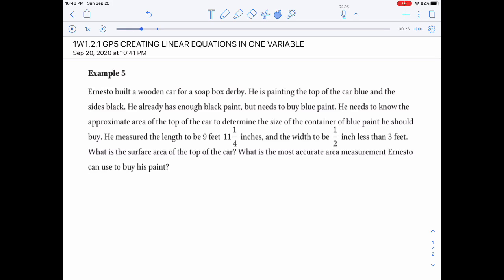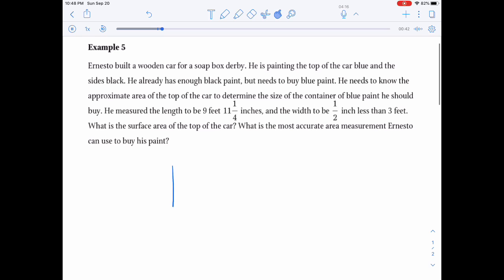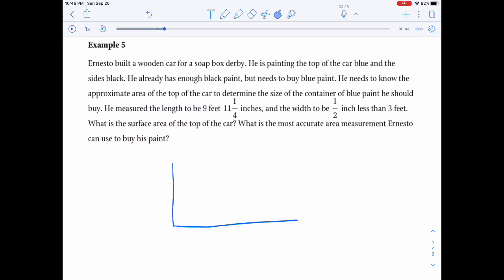He measured the length to be 9 feet 11 1/4 inches and the width to be a ½ inch less than 3 feet. What is the surface area of the top of the car? What is the most accurate area measurement Ernesto can use to buy his paint? Let's begin by drawing a schematic. So let's draw the top of this car. And we could draw a little line here for the trunk and a line here for the hood.